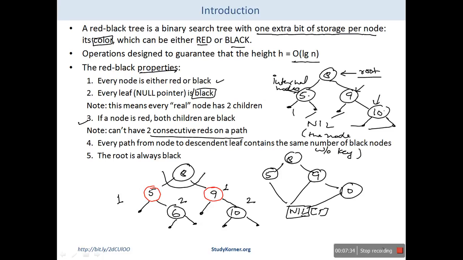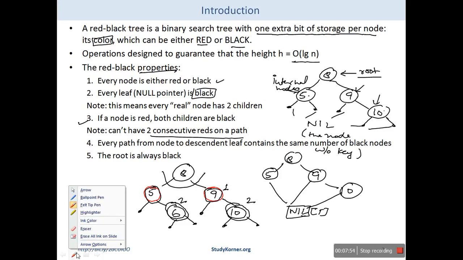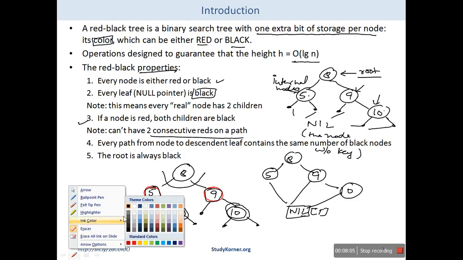But if I change the color, suppose I make this 9 black and make 10 red, so consider the double oval as red. Also I make 5 black and make this one red. Now again I calculate the black height at each path. So I delete this black height. Okay. Now again I write the black height on each path.